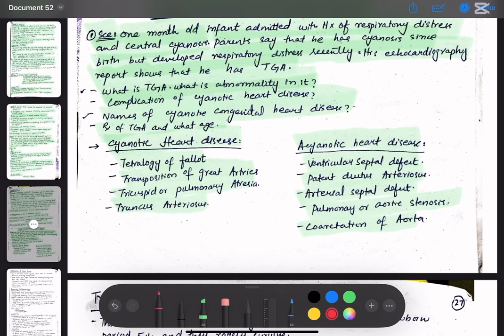All that start with T are cyanotic heart diseases, while the rest are acyanotic. Tetralogy of Fallot, transposition of great arteries, tricuspid or pulmonary atresia, and truncus arteriosus. And the acyanotic are ventricular septal defect, PDA, that is patent ductus arteriosus, ASD, that is atrial septal defect, pulmonary or aortic stenosis, and coarctation of aorta.